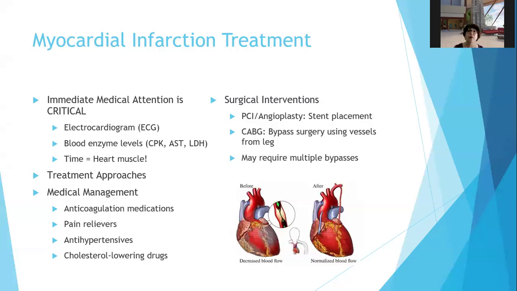A coronary artery bypass graft is known by most people in the hospital as a CABG, C-A-B-G. It's bypass surgery using vessels from the leg. You might require multiple bypasses, so you'll see in the medical record CABG times 2, CABG times 3. In layman's terms, that's like a double bypass or a triple bypass. So it's how many arteries need bypasses. And that's the CABG.